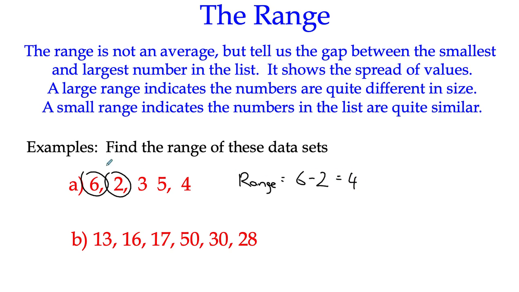That's quite a small number. It says that the numbers are quite close together. If you've got this one here, the biggest number is 50, the smallest is 13, so we can say that the range is equal to 50 minus 13, which is 37, which is quite a big number. It shows indeed that the numbers are quite spread out.